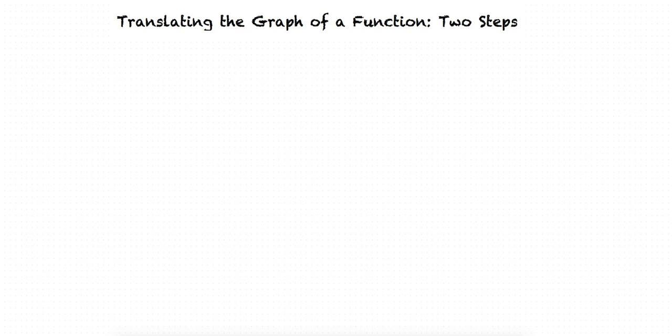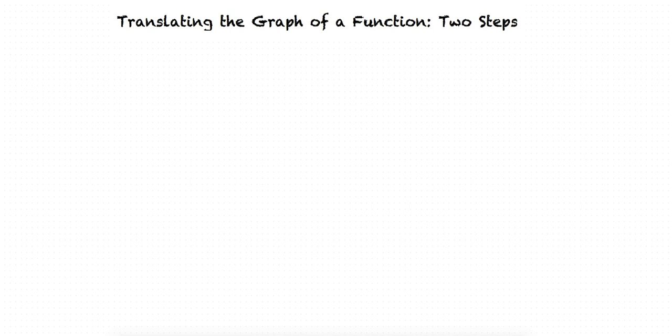This video will cover the topic, translating the graph of a function, 2 steps. When translating or shifting a graph of a function, each point on the graph must be translated or shifted the same direction and distance. How do we know what distance and direction to shift the graph?